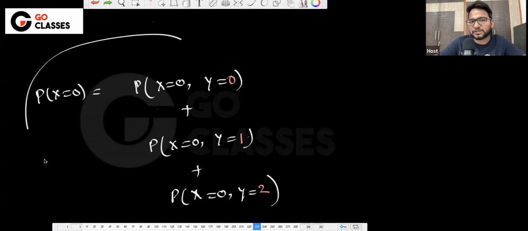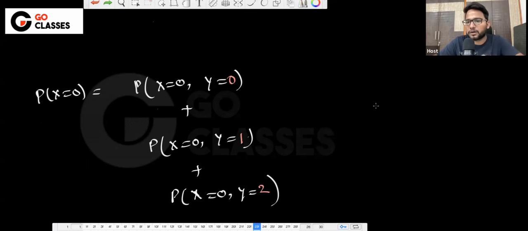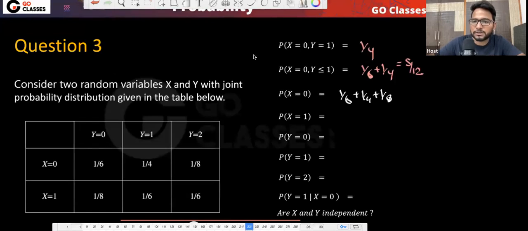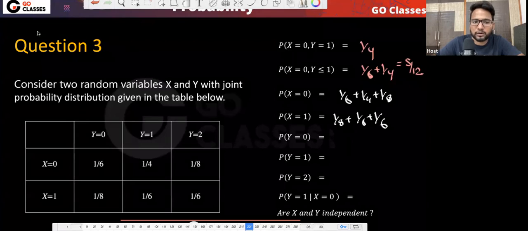Okay, this process is called marginalization. Whatever we are doing is called marginalization. Okay. So now you can just add all the probabilities, which means this is the final answer. Now what is the probability of x being 1? Again, you can just add all the probabilities, 1 by 8 plus 1 by 6 plus 1 by 6, right? What is the probability that y being 0? Now again, you can just sum up all of these probabilities. I think you can find out, right? So it is basically 1 by 6 plus 1 by 8, something like this.